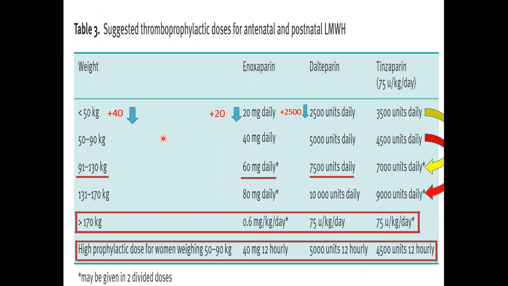Here is the suggested thromboprophylactic dose for antenatal and postnatal low molecular weight heparin. Here is the type of low molecular weight heparin according to the weight. Regarding the weight, look for less than 50 kilograms, 50 to 90 kilograms, 91 to 130 kilograms, 131 to 170 kilograms, or more than 170 kilograms. So this is the weight, and here the drugs: enoxaparin, dalteparin and tinzaparin. Here is the dose. This table is difficult to memorize. I will give you a simple technique to remember it easily.